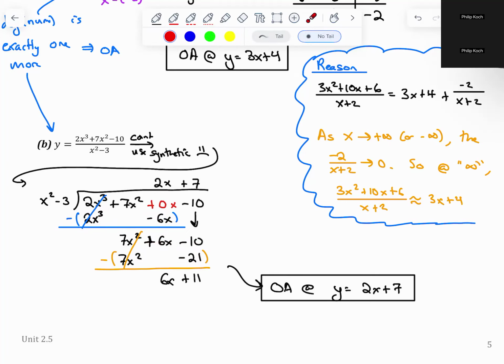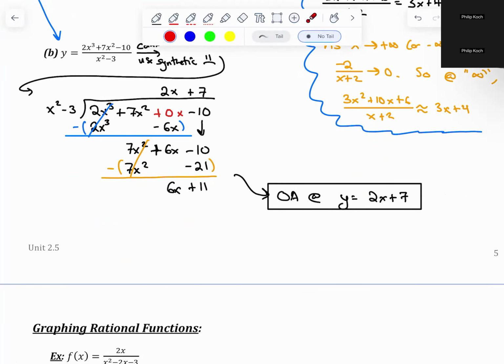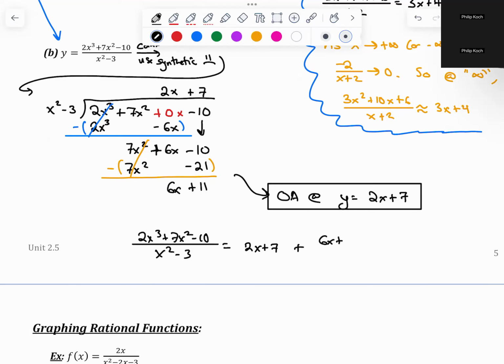But honestly, we don't really care about the remainder because the remainder doesn't really do anything for us in this problem. But just to visualize it again, you can write this if you want to. So 2x cubed plus 7x squared minus 10 divided by x squared minus 3. By the division algorithm, this is 2x plus 7 plus a remainder of 6x plus 11 divided by x squared minus 3. And as x goes to really big numbers, 6x plus 11 over x squared minus 3 is virtually 0. So at very large values of x, both positive and negative, your function is approximately equal to 2x plus 7 because this will be negligible. There's almost no difference between the two of them. That's the reason why an OA occurs.